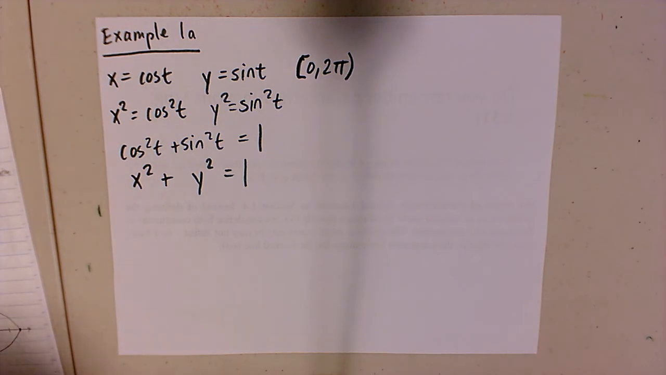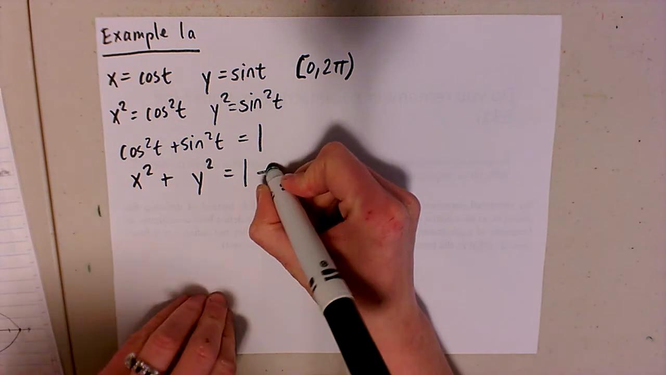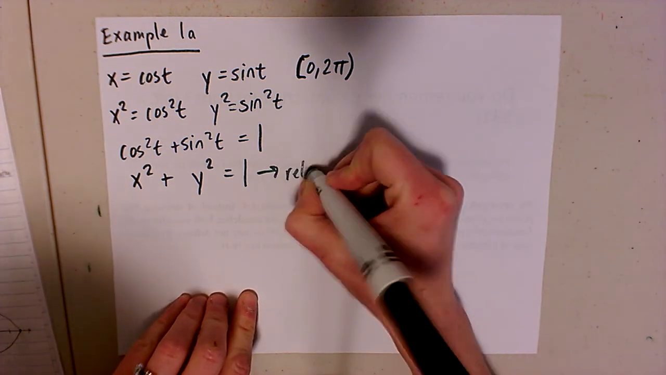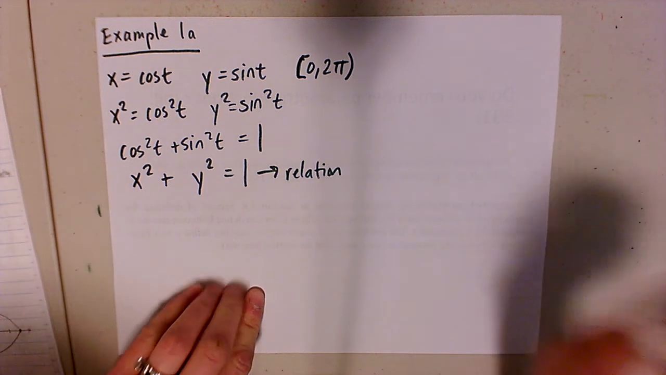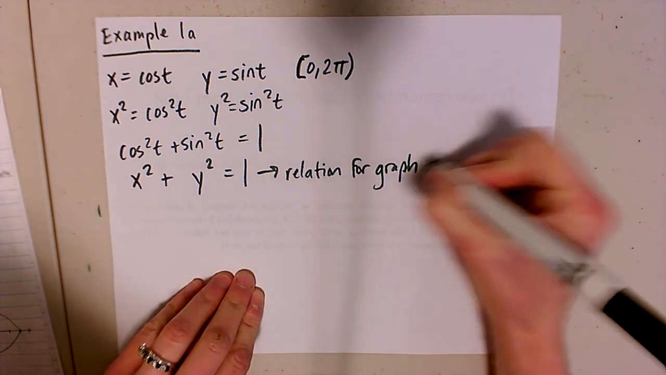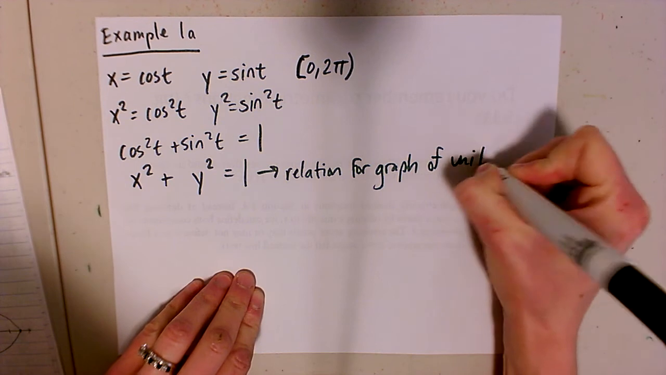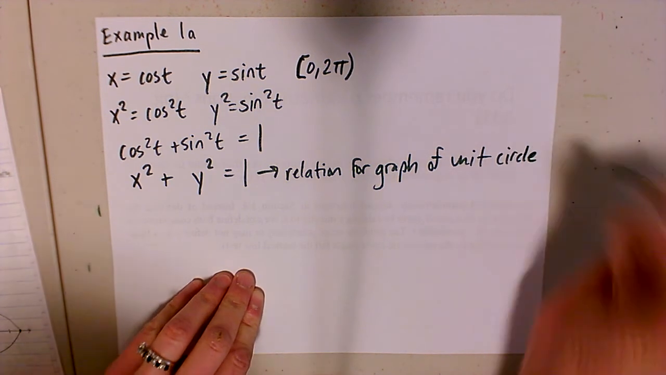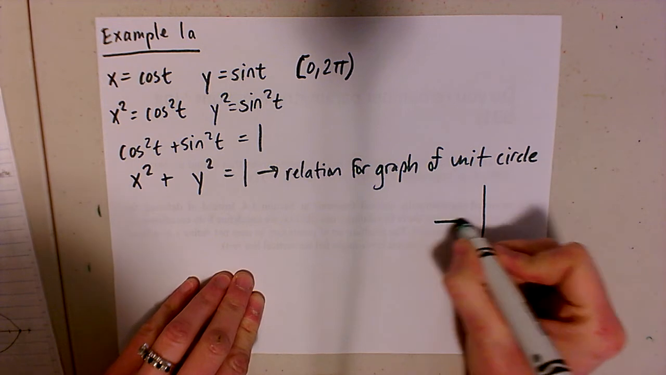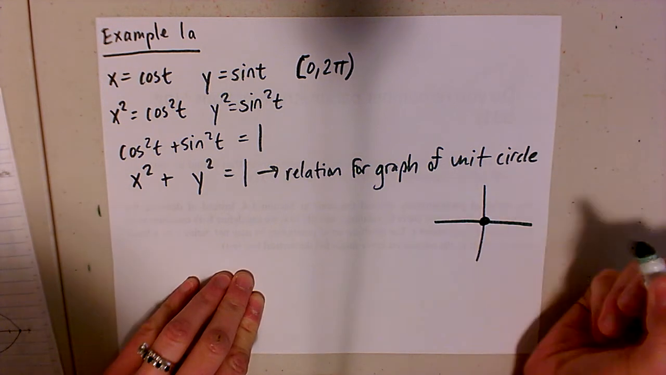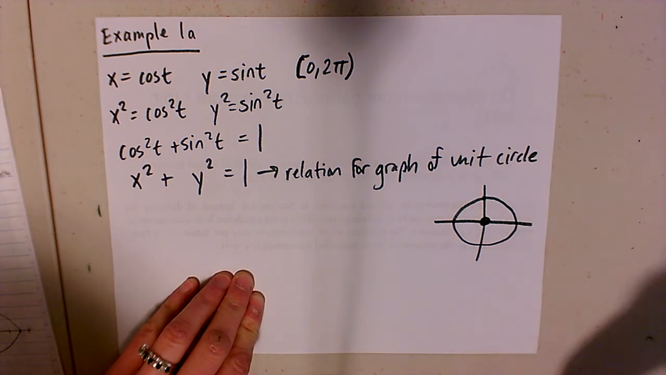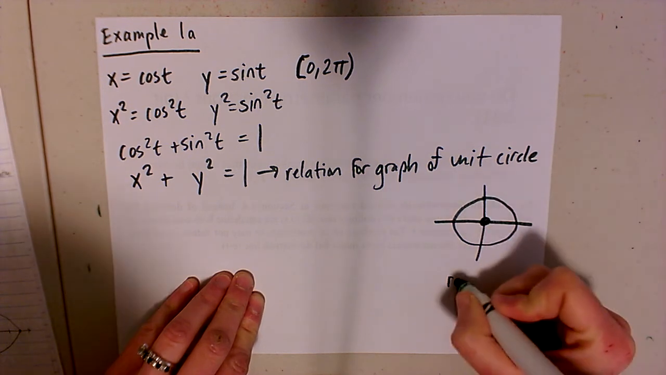And if you don't recognize this from pre-calc, this is the relation, because it's not a function, for the graph of a unit circle, right? And so a unit circle is just the circle. Its center is at the origin 0, 0, and it has a radius of 1.